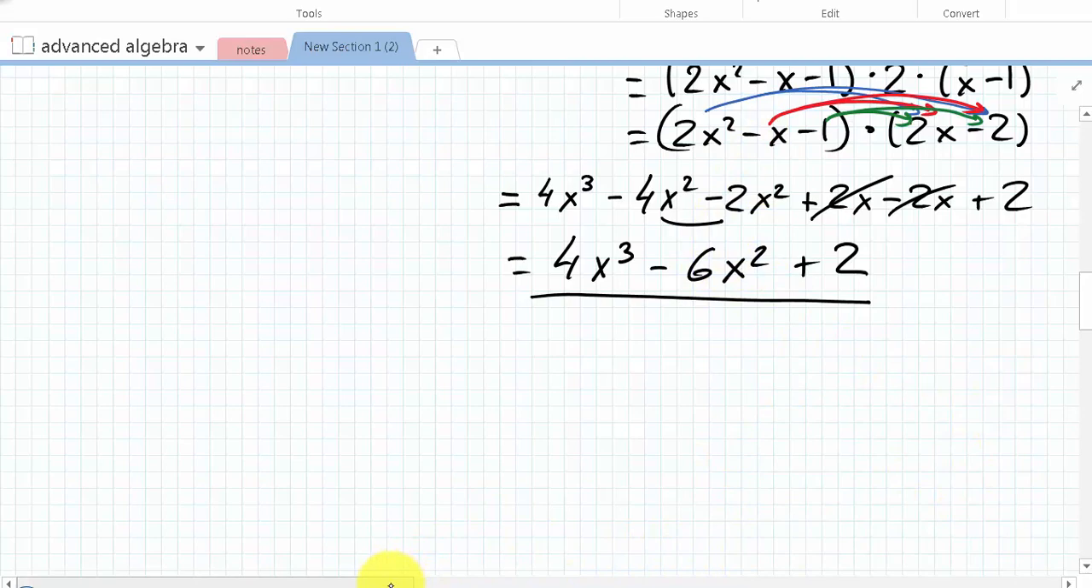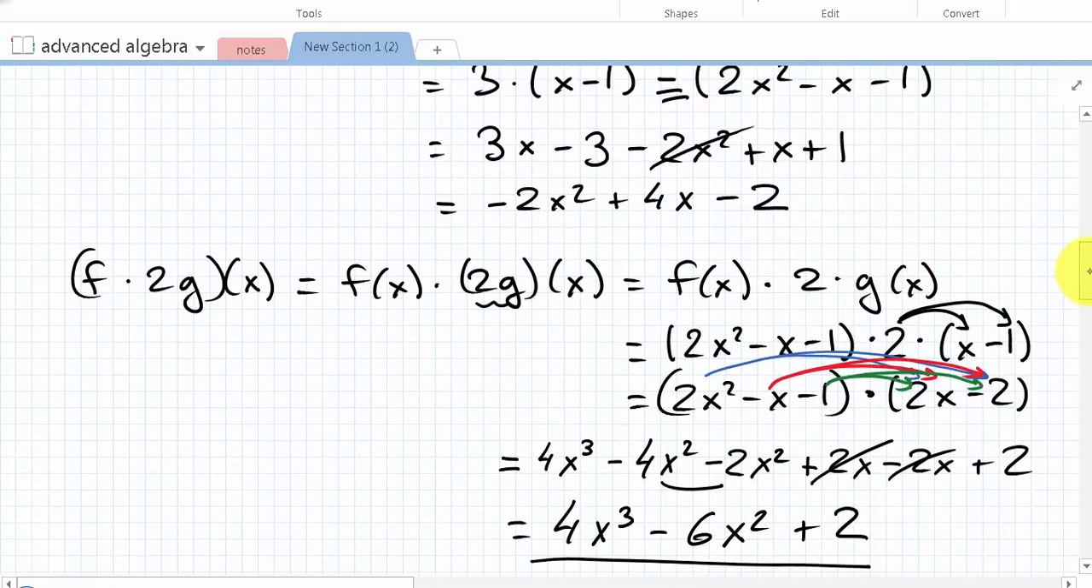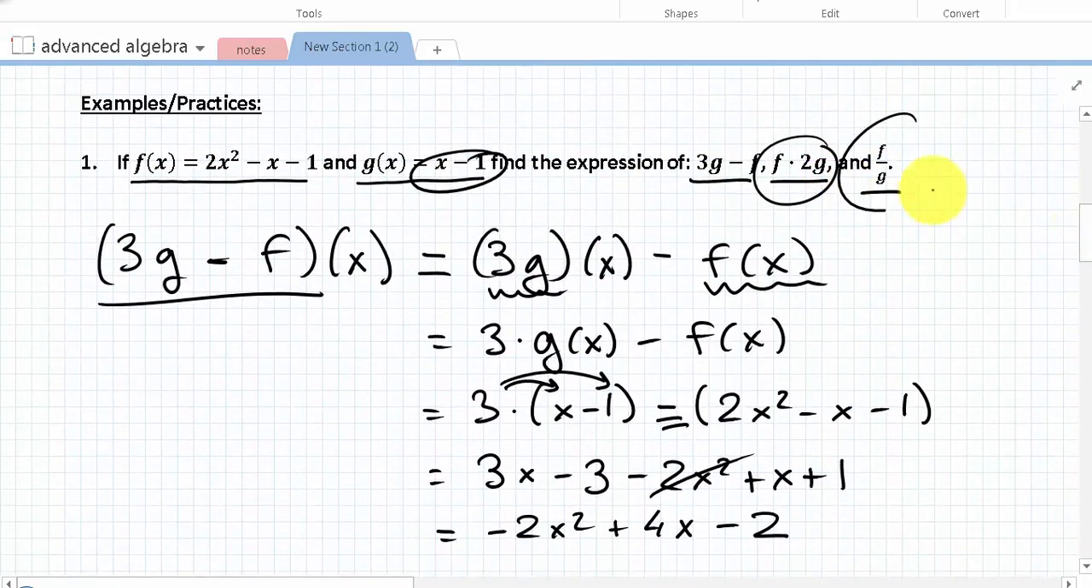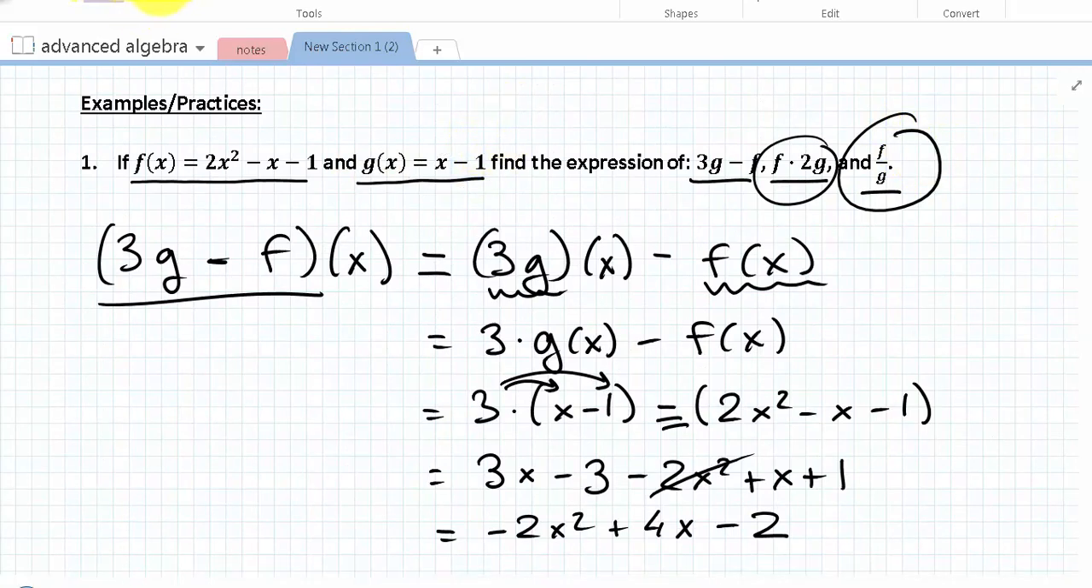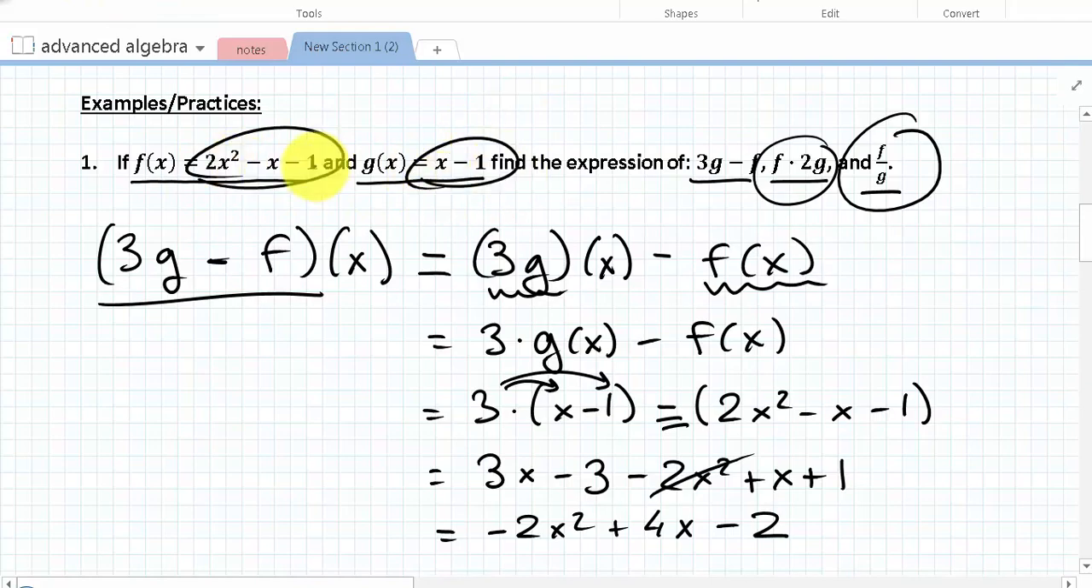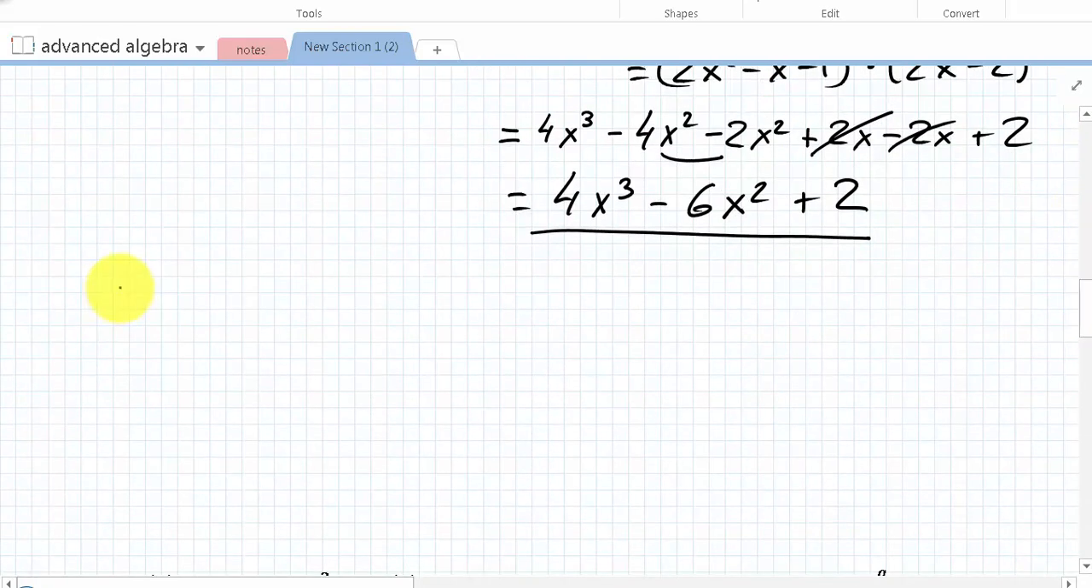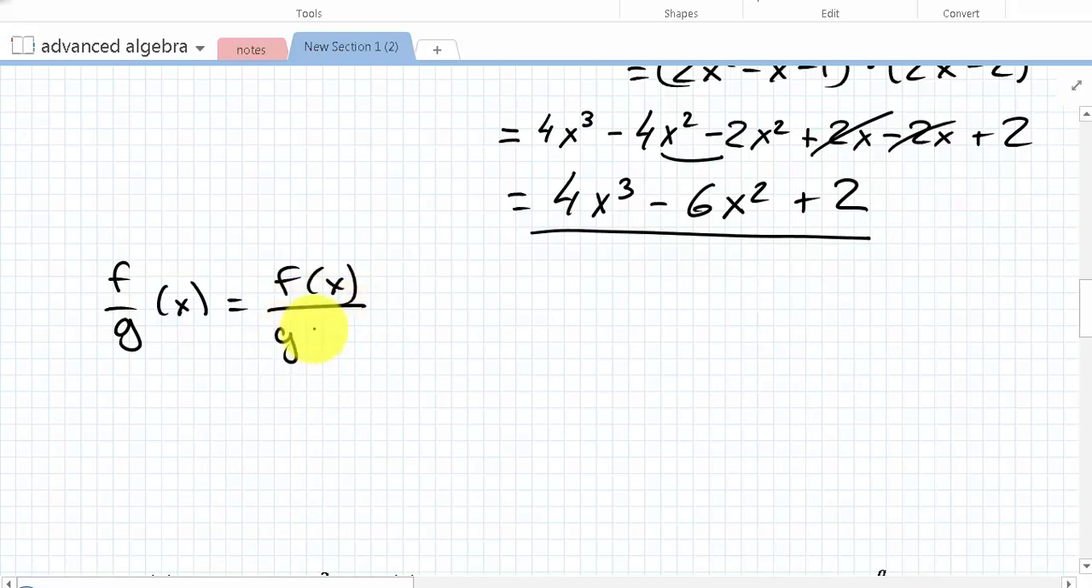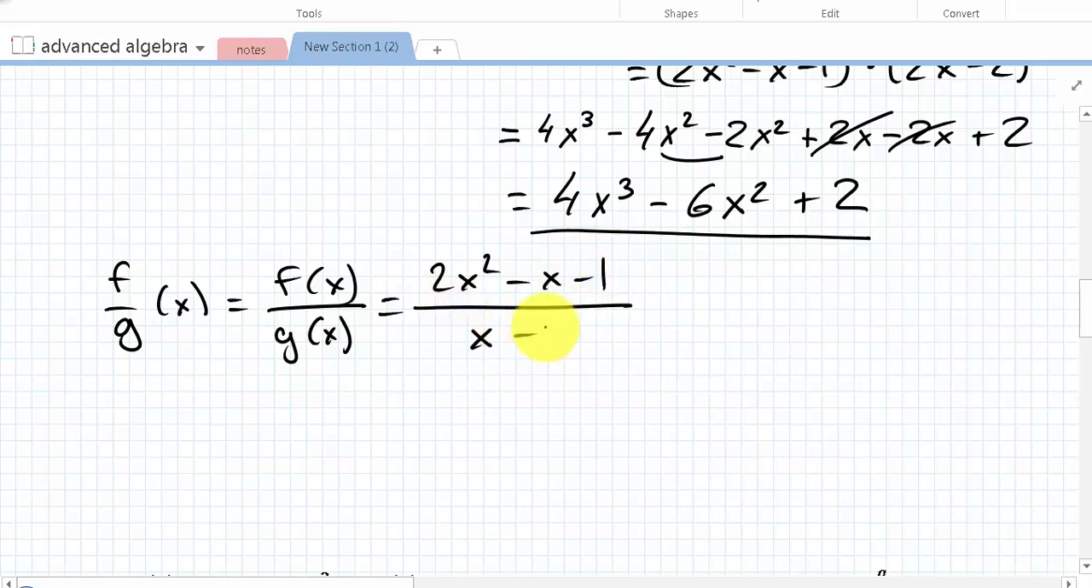All right, next and finally last expression, what is it? It is f over g. So basically what you have to do, you take this one and you divide it by this one. 2x squared minus x minus 1 divided by x minus 1. So f over g at x is by definition f of x divided by g of x. And so it is 2x squared minus x minus 1 divided by x minus 1.